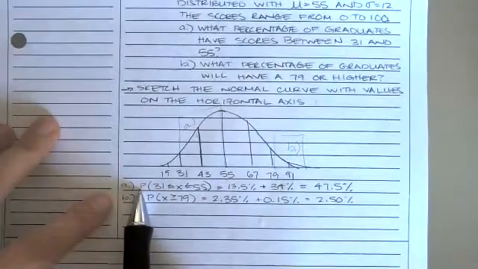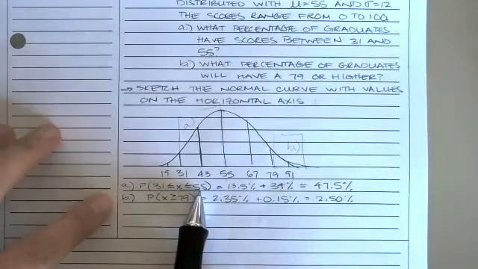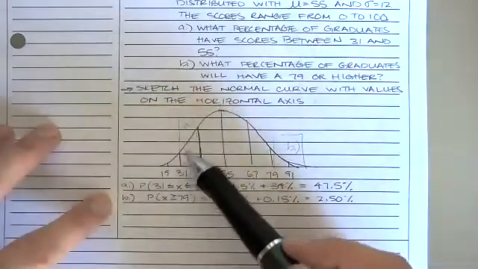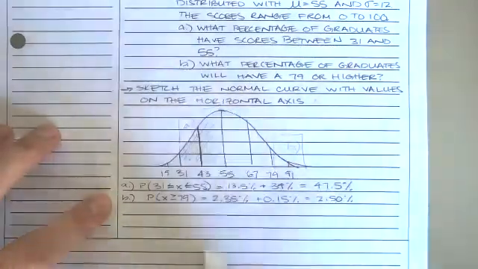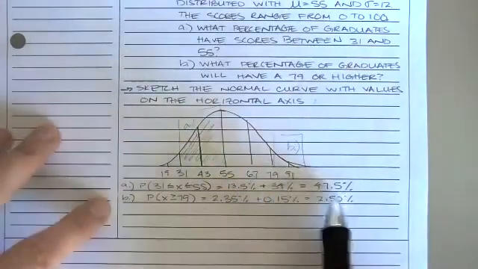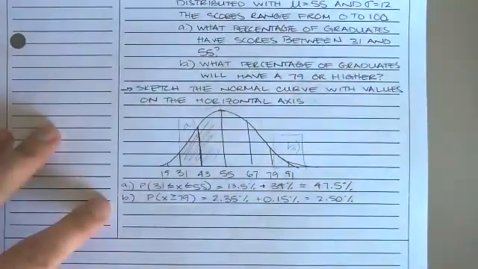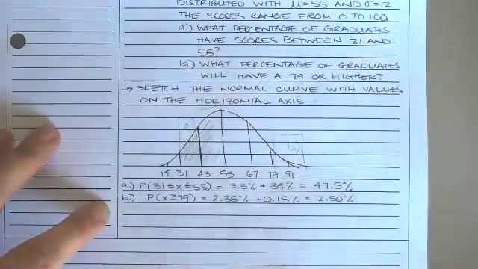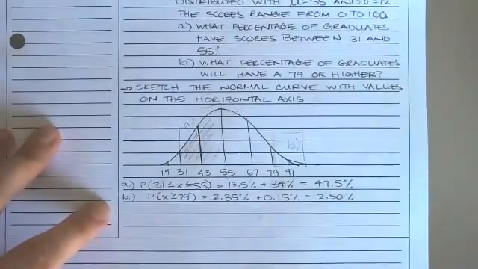Yeah. Okay, so then part A says the probability that x is between 31 and 55. And so that's going to be this area under the curve over here. So this stuff. And that happens to be 13.5 and 34%. So I added those to get 47.5% of the police academy test scores are going to be in that range.